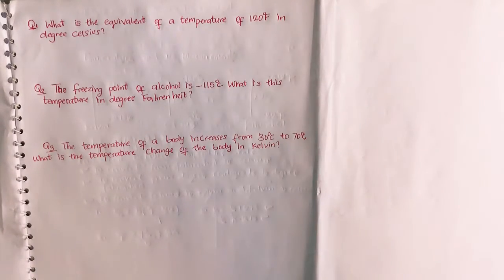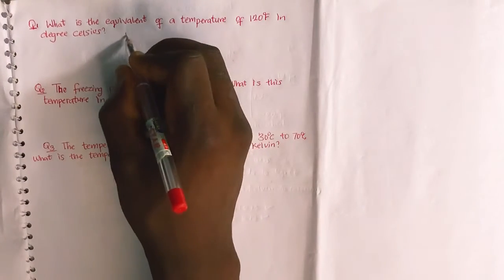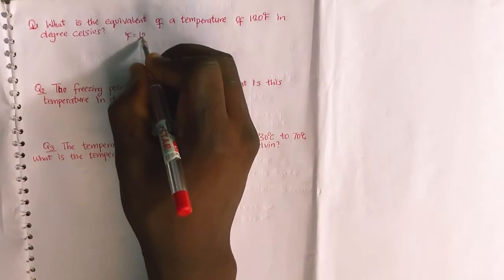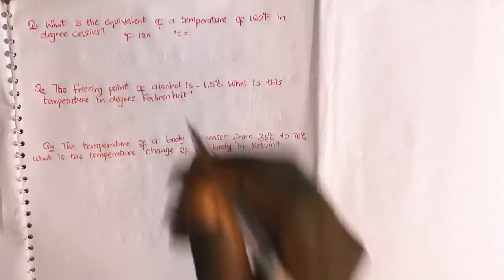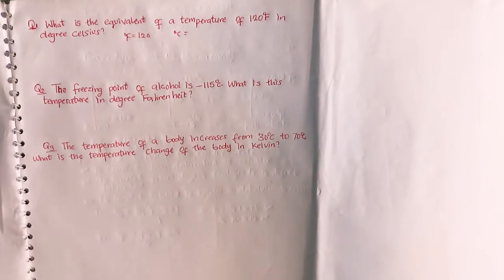The first thing is that you need to identify the two temperature scales the question is talking about. The question is talking about degree Fahrenheit and degree Celsius. We are given our degree Fahrenheit to be 120, and we are asked to convert it to degrees Celsius.